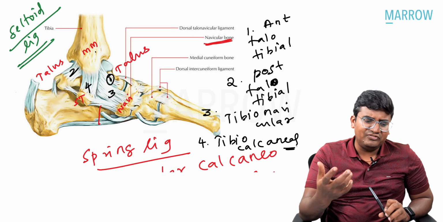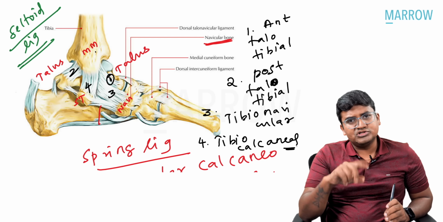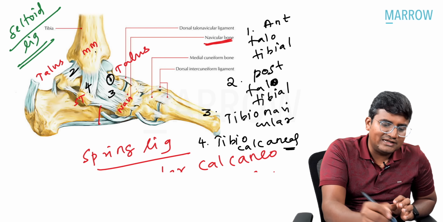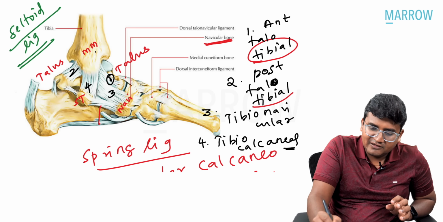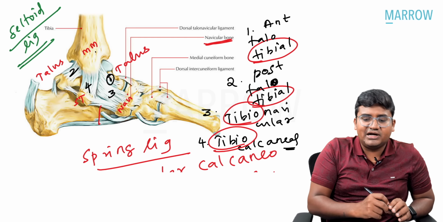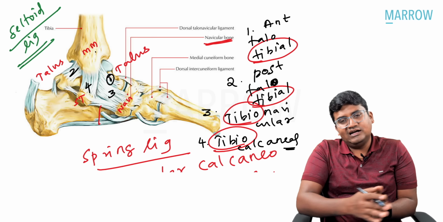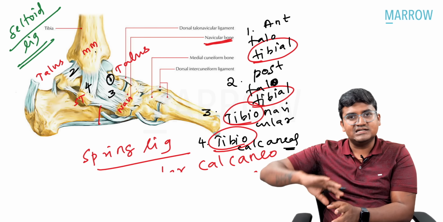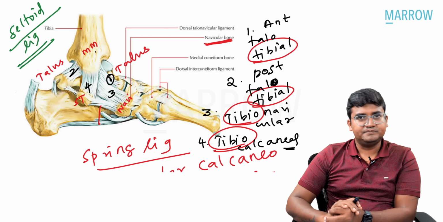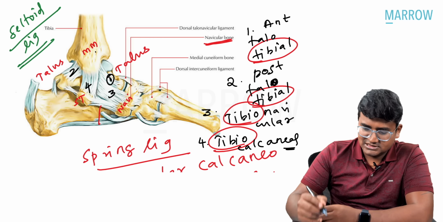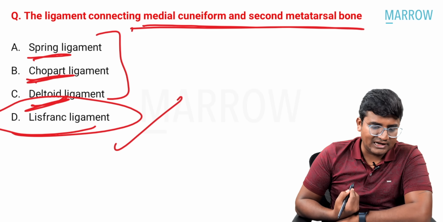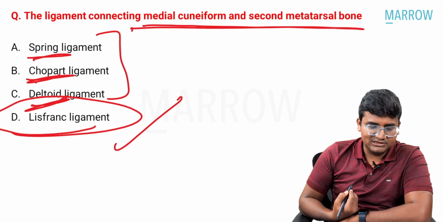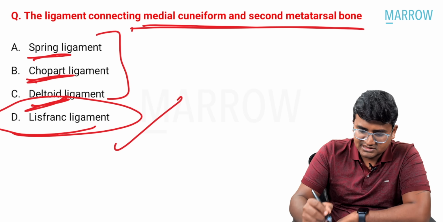See, deltoid ligament identification is very easy. The deltoid ligament is also called the medial collateral ligament. All the parts of the deltoid ligament have a tag, tibia. Just look for the word tibia. If the word tibia is there, then that is a part of the deltoid ligament. If the word fibula is there, then that is not a part of the deltoid ligament. That is a part of the lateral collateral ligament. Okay. So the ligament connecting the medial cuneiform to the second metatarsal bone is our Lisfranc ligament. And we know about the other 3 ligaments.